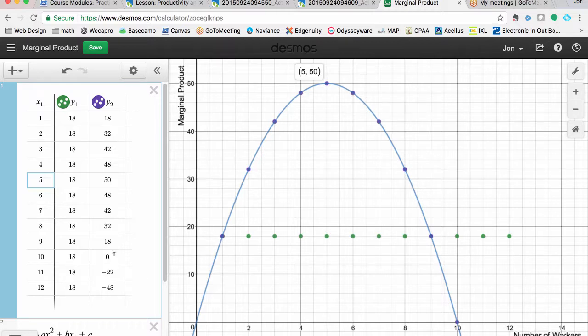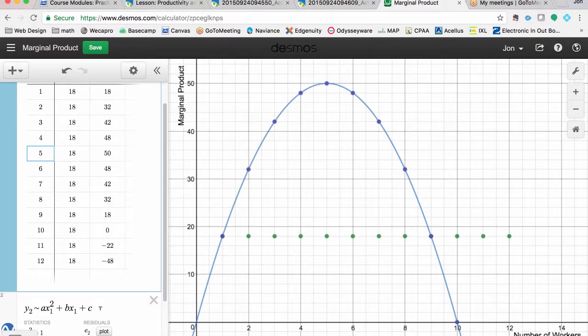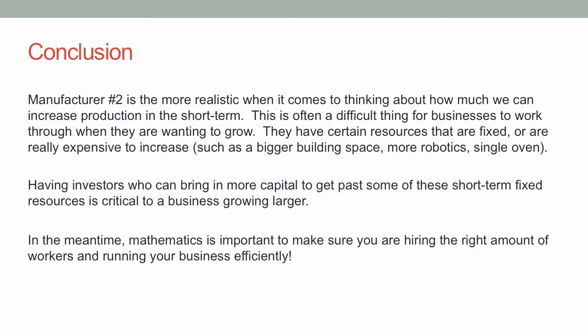So that's where marginal returns is really helpful. So now we came up with a quadratic model. We're able to see what the best decision making for our business is. All right, so in conclusion, what did we do? Well, we did some mathematical modeling with our Desmos calculator, right? We came up with linear equations and talked about slope. We came up with quadratic equations when it looked like the data was more quadratic. And what we saw is manufacturer 2 is definitely more realistic when it comes to thinking about how much you can increase production in the short term.